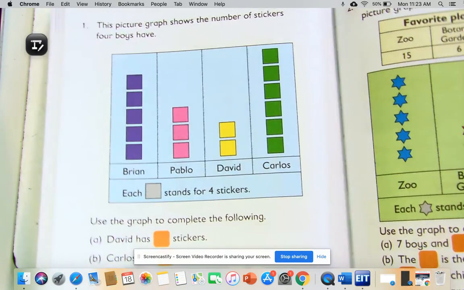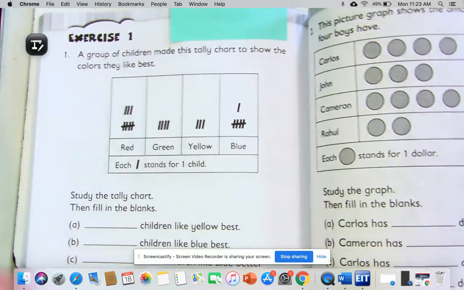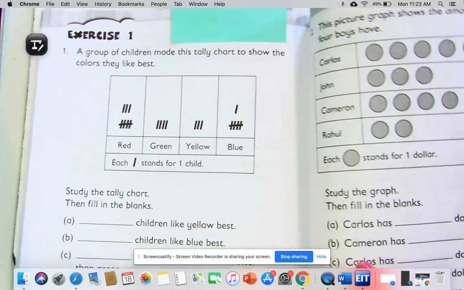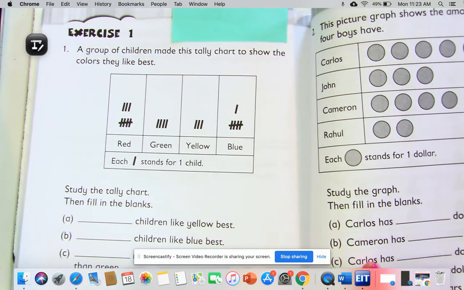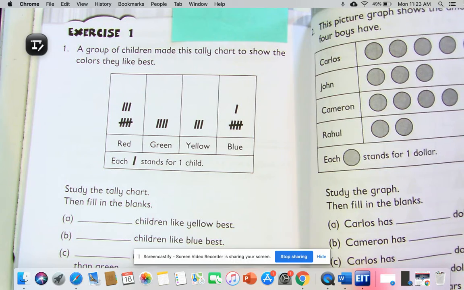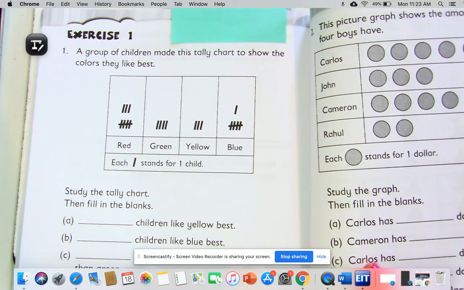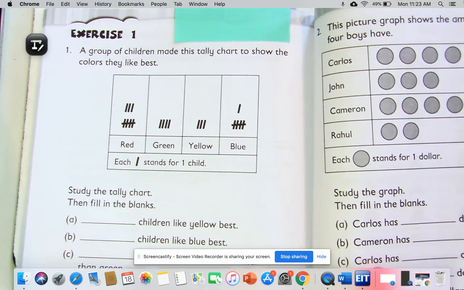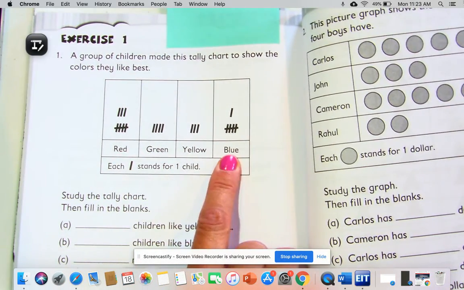Alrighty, so your homework for today is, let's see, it is pages 148 to 151. So here we have a little tally chart. And it says a group of children made this tally chart to show the colors they like best. What color do you like? I actually have 3 favorite colors, red, green, and blue.